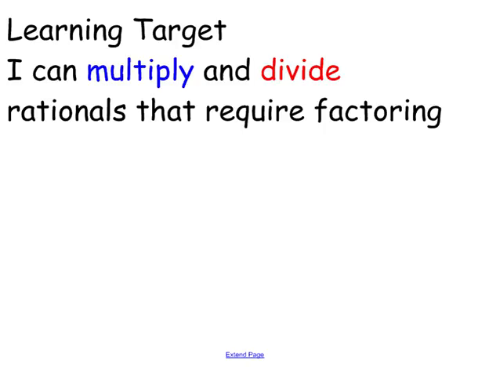Before you watch this video, you need to make sure that you have watched the review of factoring video and simplifying rationals part 1 and part 2. If you have not watched those videos, you're going to have a very hard time keeping up with this video. So you should stop this now and go back and watch those videos that I just named: review of factoring, simplifying rationals 1 and 2.